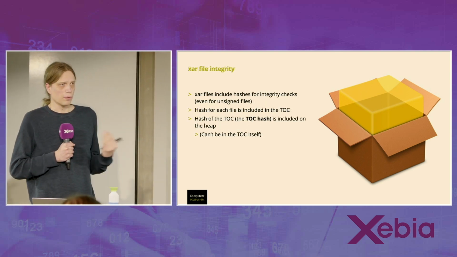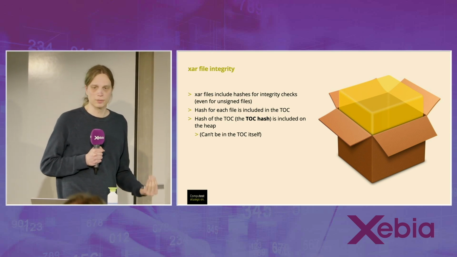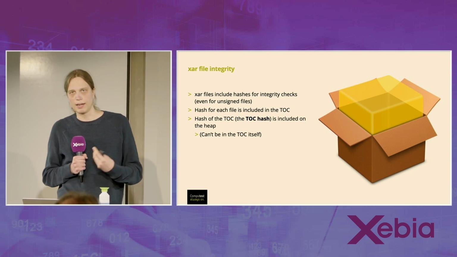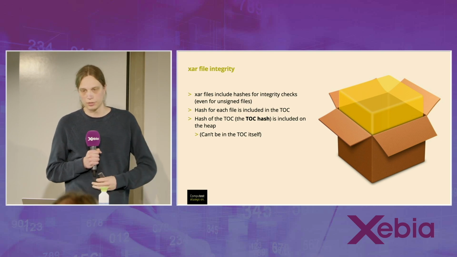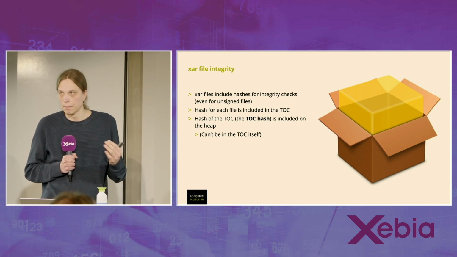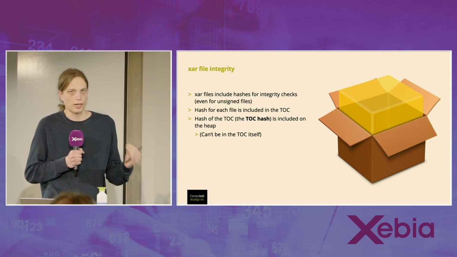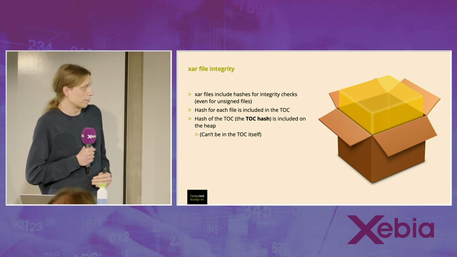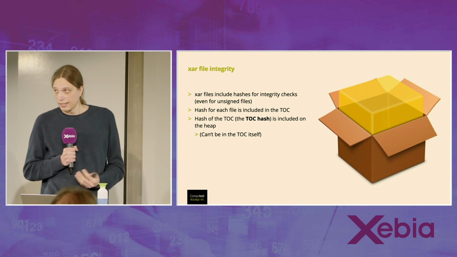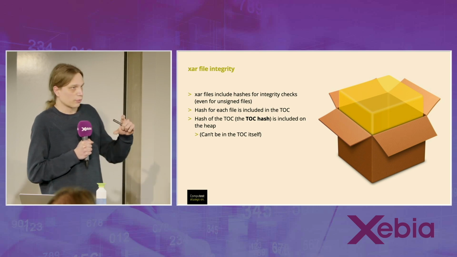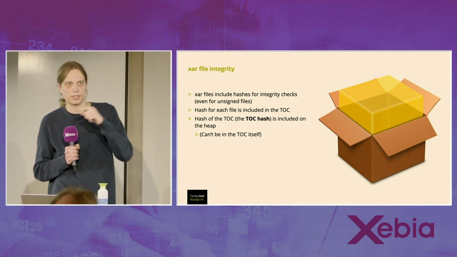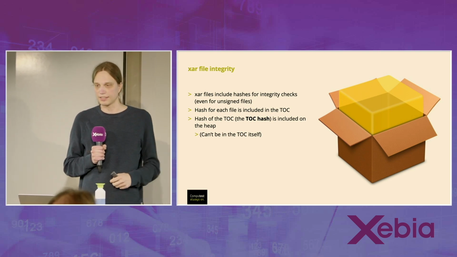Now, XAR archives always include integrity checks using hashes, even if they are not signed. And therefore, for each file, the hash is always included in the table of contents. So in the header, a hashing algorithm is defined. In most cases that I've seen so far, that's still SHA-1, even though it's known to be broken. I don't know why that's still used, but it is. And then also the hash of the entire table of contents is included. But that's not within the table of contents, because that would be a cyclic dependency, because then the hash would depend on itself. So instead, that hash is placed on the heap.